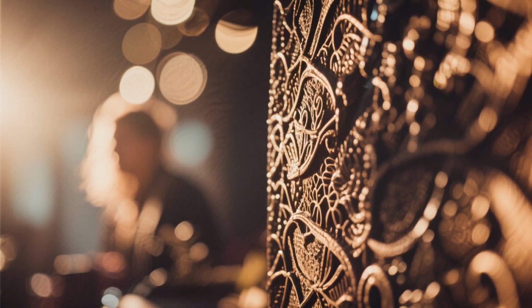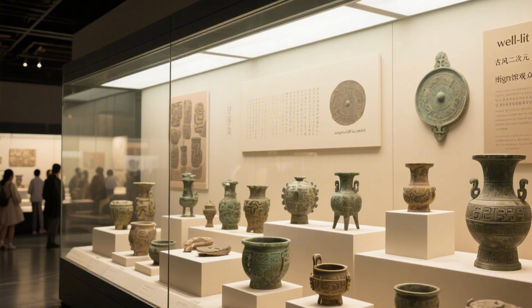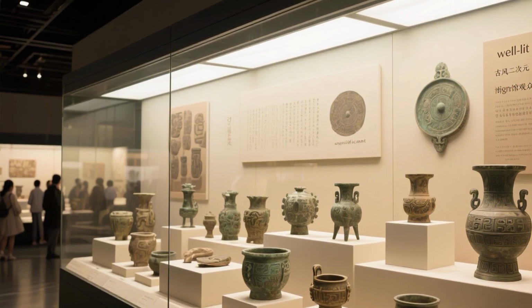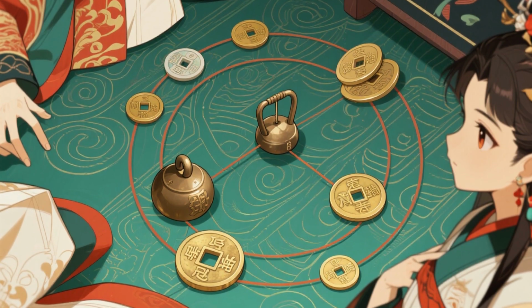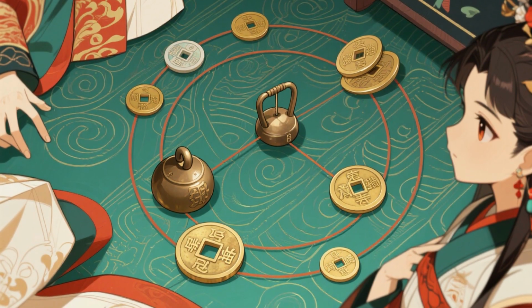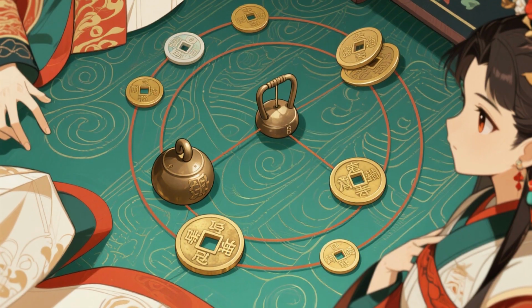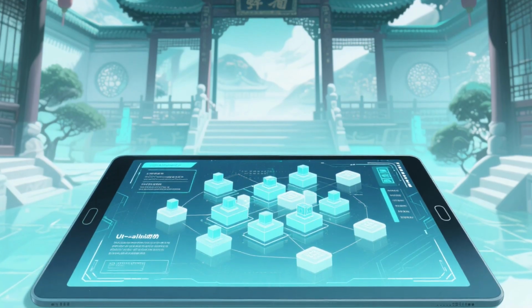So let's forget the legends for a minute. The real story of how China was unified is written in cold, hard artifacts. These aren't just museum pieces. They're the data points that prove the logistical genius that unified a nation. And today, we're going to analyze them.